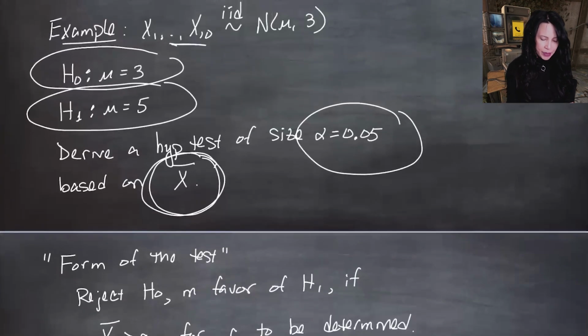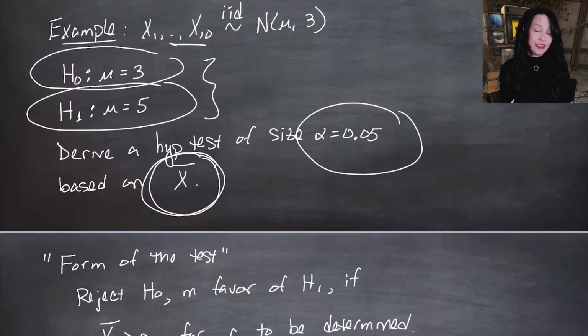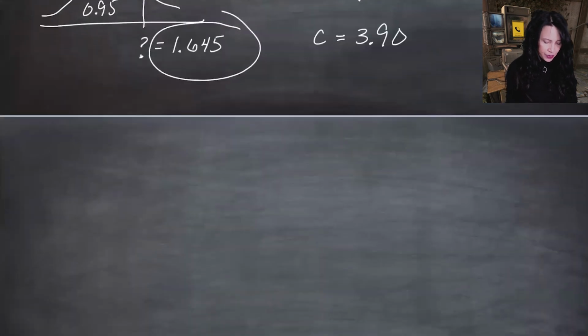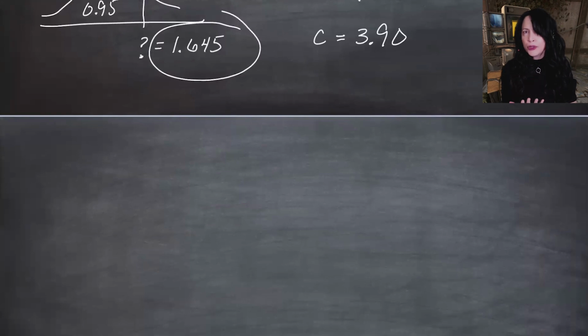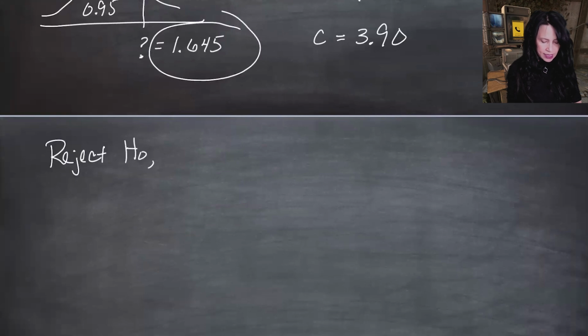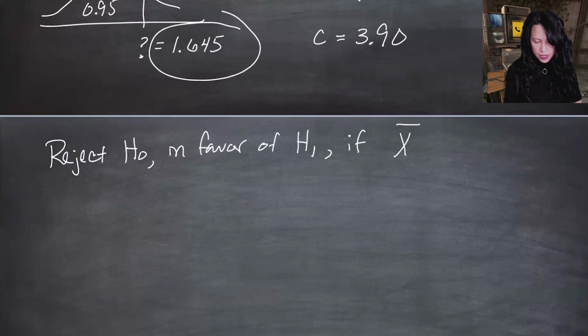So when we're testing these hypotheses, that's how far above 3 we need to be before we start thinking that the true mean is 5, if we want the size or level of significance of the test to be 0.05. And so we now have a rule here. So the final conclusion for our hypothesis test is going to be reject the null hypothesis in favor of the alternative if x bar is greater than 3.9. Someone gave us the alpha, and that helped us find the cutoff to get that alpha.